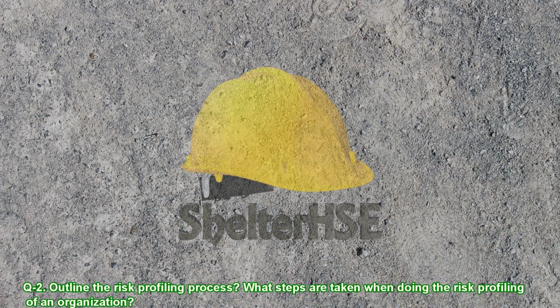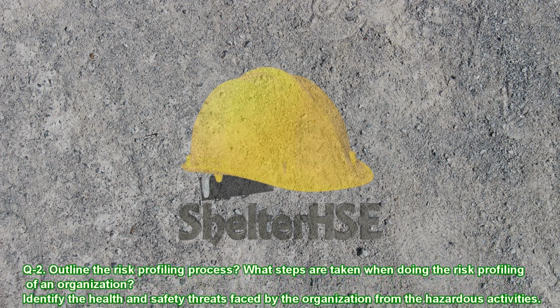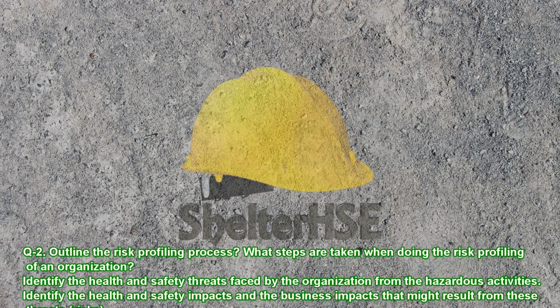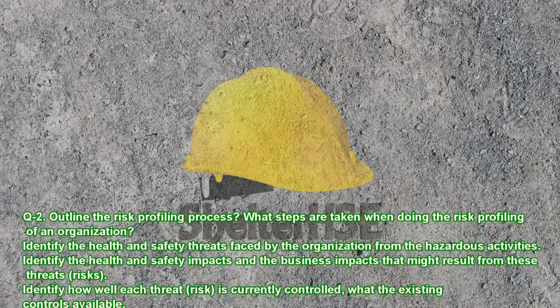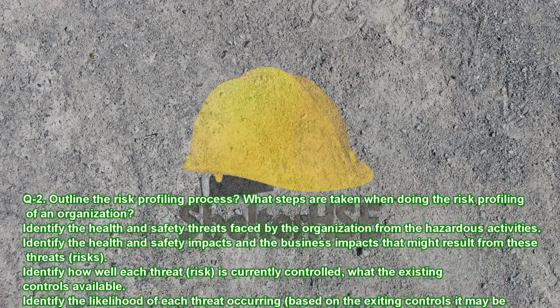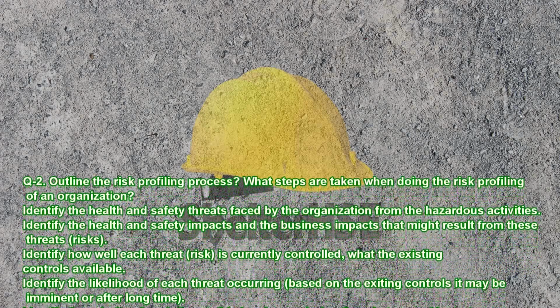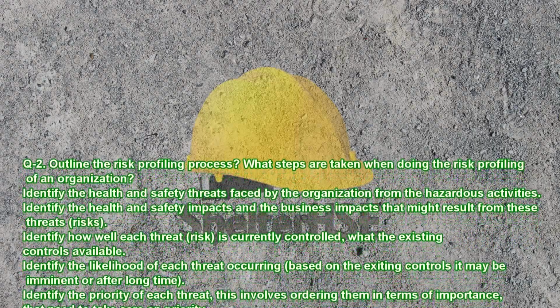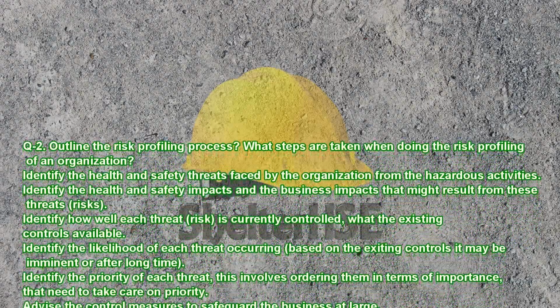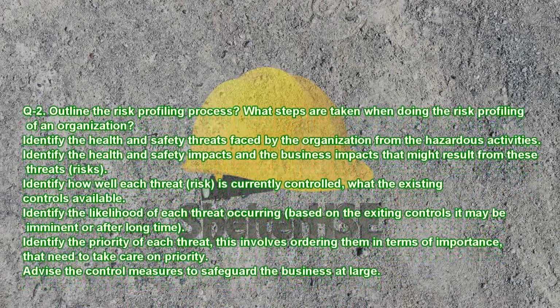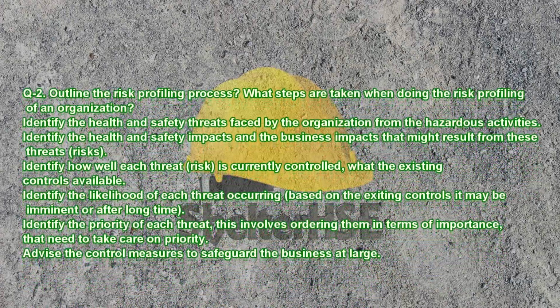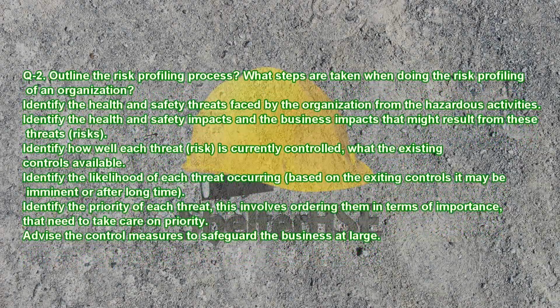Outline the risk profiling process. What steps are taken when doing the risk profiling of an organization? Answer. Steps to do the risk profiling. Identify the health and safety threats faced by the organization from the hazardous activities. Identify the health and safety impacts and the business impacts that might result from these threats, risks.